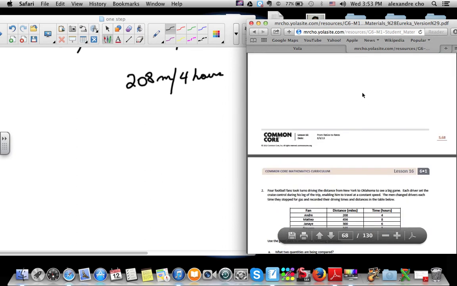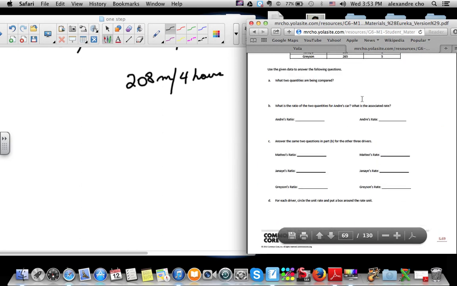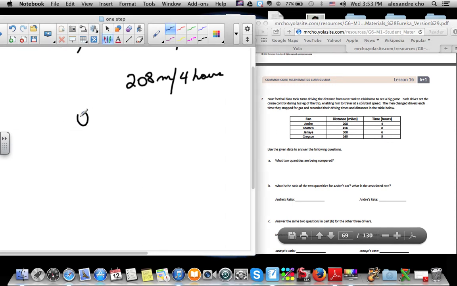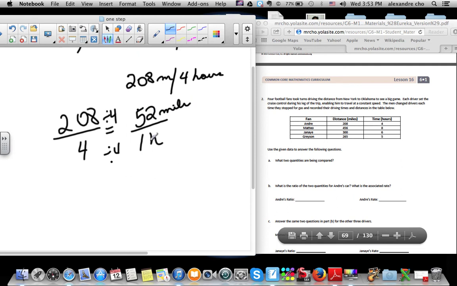Alright, we're doing Andre, by the way. 208 miles in 4 hours. The unit rate would be how much he drives in 1 hour. So divide by 4, and divide by 4. 208 divided by 4: 4 goes into 20, 5, and 4 goes into 8, 2, so he drove 52 miles in 1 hour.